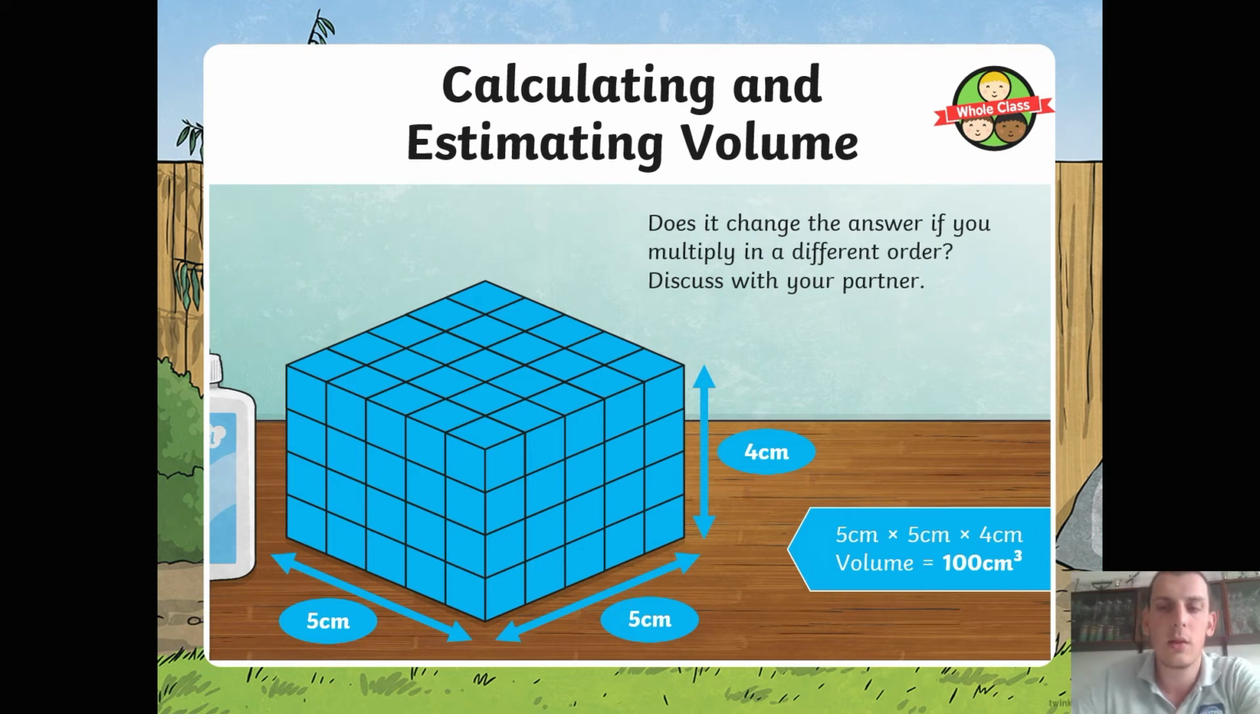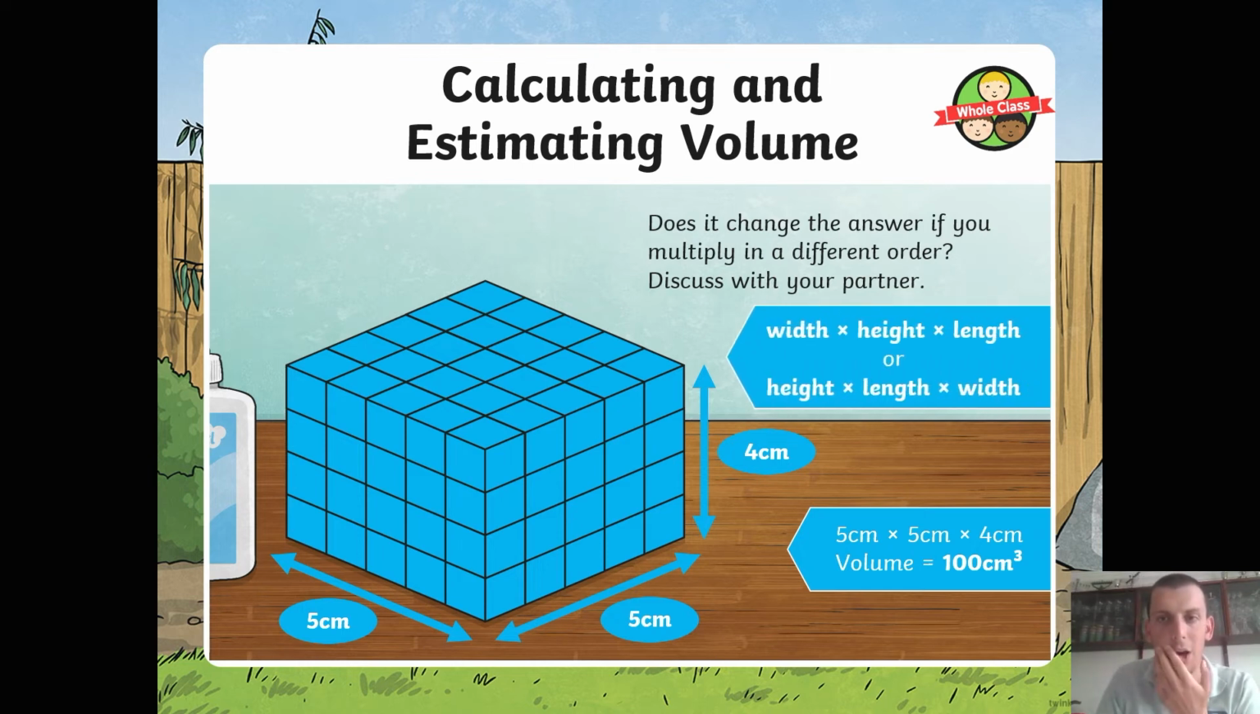Excellent. Now, this is a little question for you. Does it change the answer if you multiply in a different order? For example, we do width times length times height, but what happens if we do width times height times length? If we did 4 times 5 times 5, would that be different to 5 times 5 times 4? So pause the video now, have a think to yourself, and then press play when you're ready to go through it.